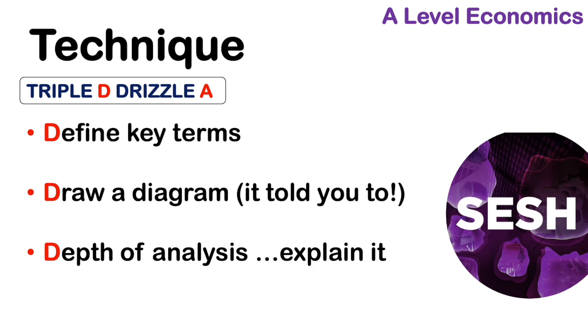Now the drizzle A, the A stands for application because you need to do it in context. So you need to think, could you make your definition in context? Could you drizzle some A there? Could you drizzle some application on your diagram, maybe the axis or the curves or certain numbers you could bring from the case study? Or could you drizzle, probably the easiest place to do it, some application into your depth of analysis, maybe referencing that extract above the question that we said earlier on, or anything else in the extract that can really embellish your answer and make it contextual. So triple D, define, diagram, depth, but drizzle that A throughout. Integrate application into your answer to make it absolutely top dollar.